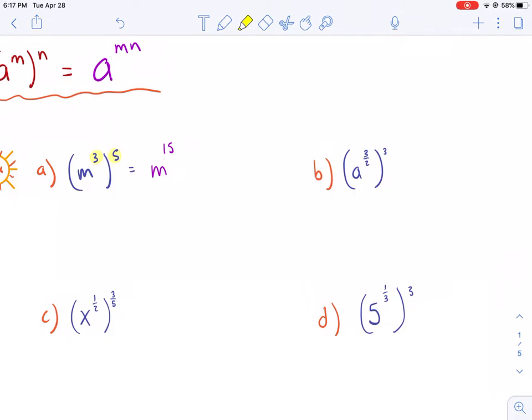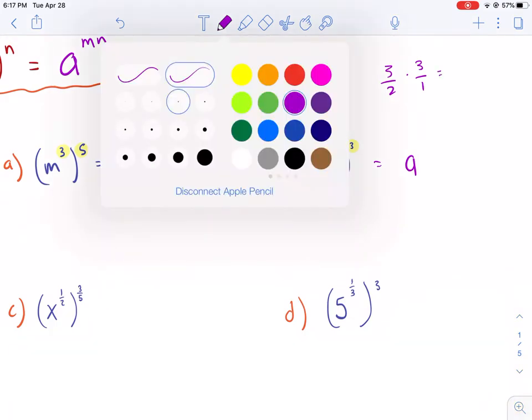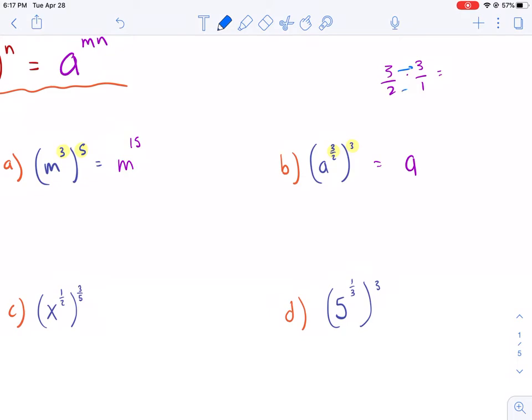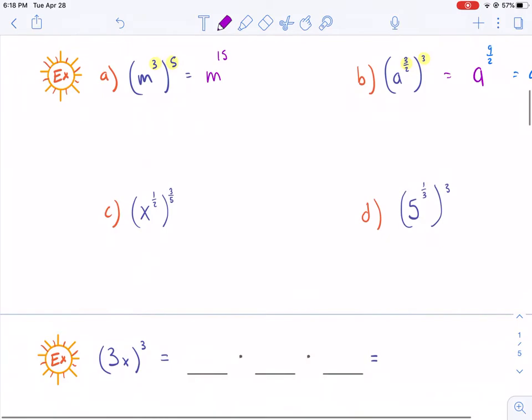You can do the same thing with fractions. We have a to the 3 halves times 3. Well, we're just going to multiply here, and if you need help multiplying, I always like putting it over 1, so you have top and bottom on both sides. Fractions are top times top, bottom times bottom, so you get 9 over 2. So a to the 9 over 2. You could also write it as a to the 4.5 power, but you don't see it that way often. Most of the time, you see it like that, okay? All right, so let's move on to the next one.